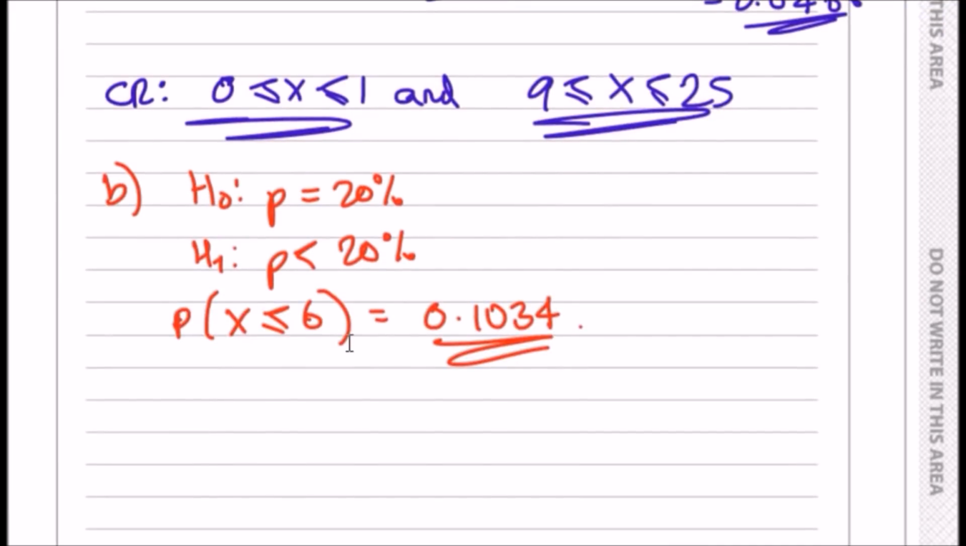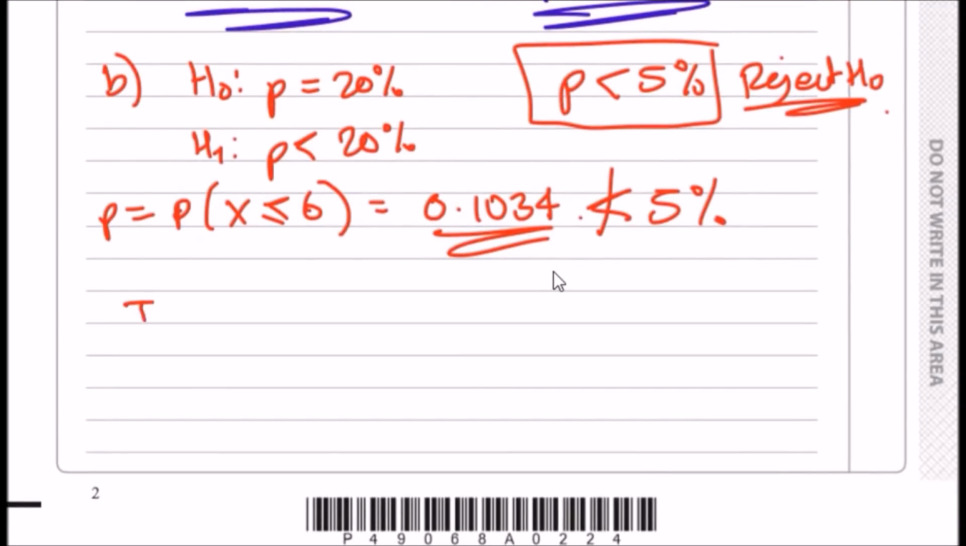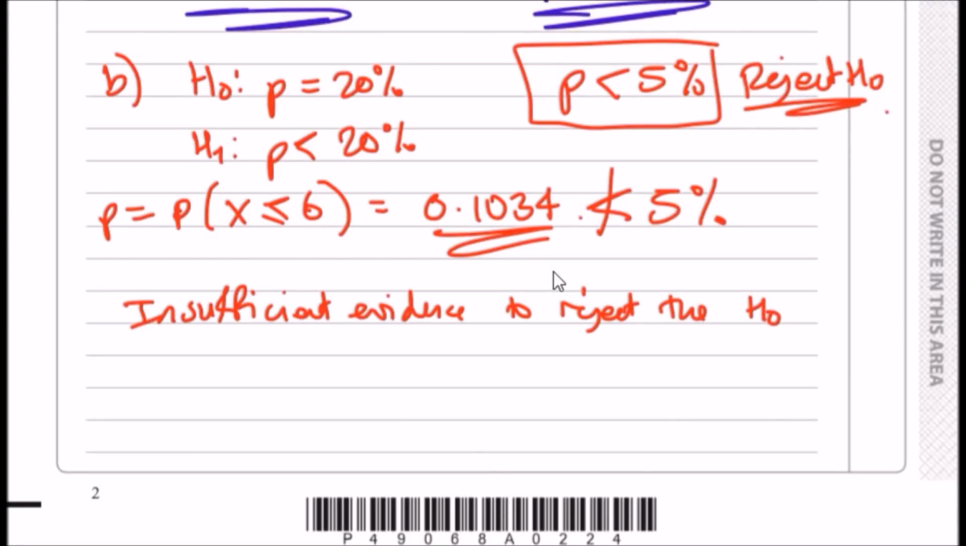Now what does this tell us? Well, we only reject the null hypothesis if the p-value, the probability, is less than 5%. This is just a general rule of thumb. If this is the case, then we reject the null hypothesis. Okay, so in this case, this one is not less than 5%. So we can say there is insufficient evidence, or there is not enough evidence, to reject the null hypothesis.